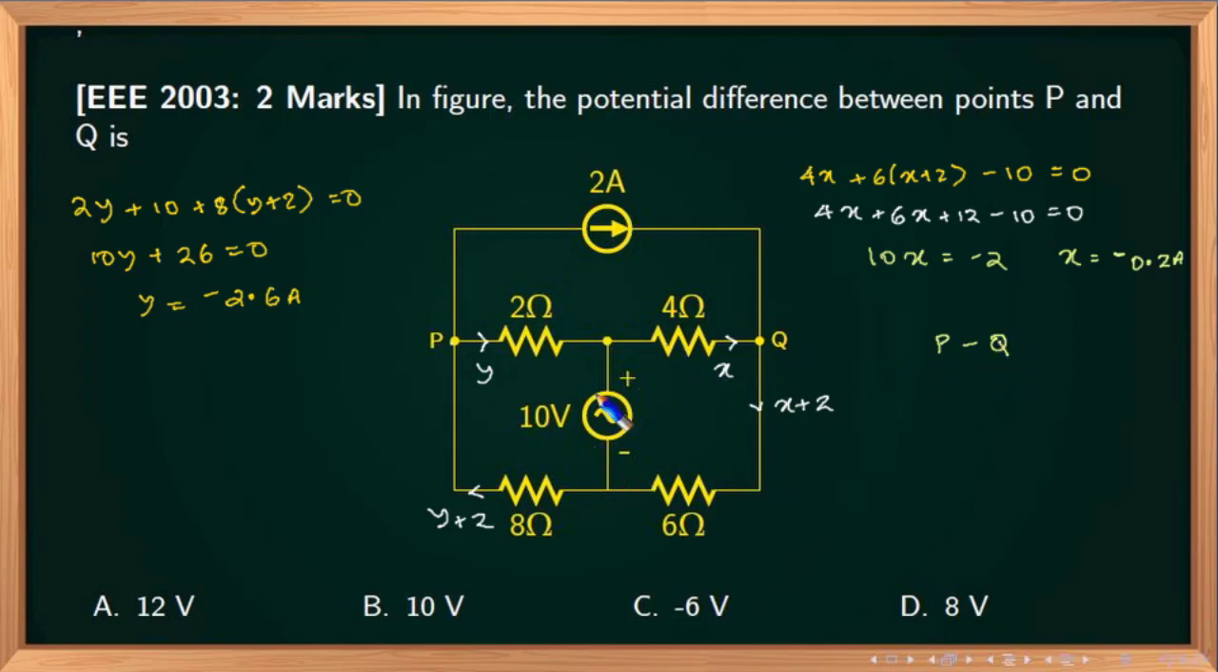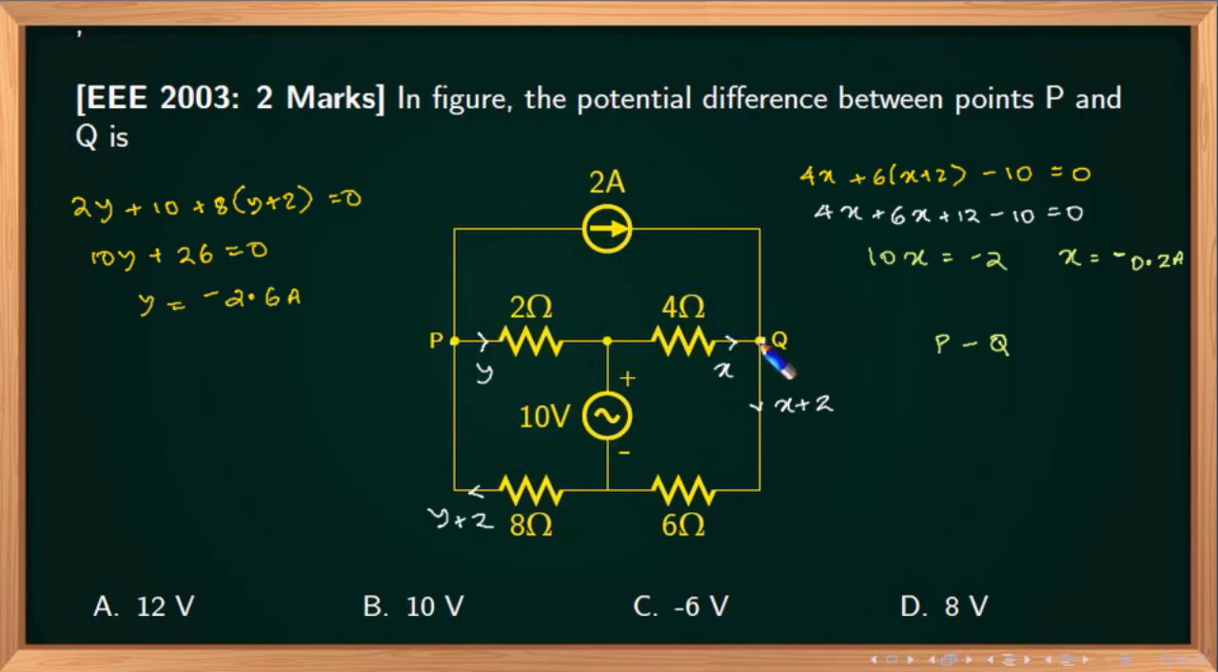Now I have two loops without a current source. I have a third loop here, but this is a current source, so I know that I cannot take a loop involving a current source. So I have two loops without a current source. So I'll take this current as X.